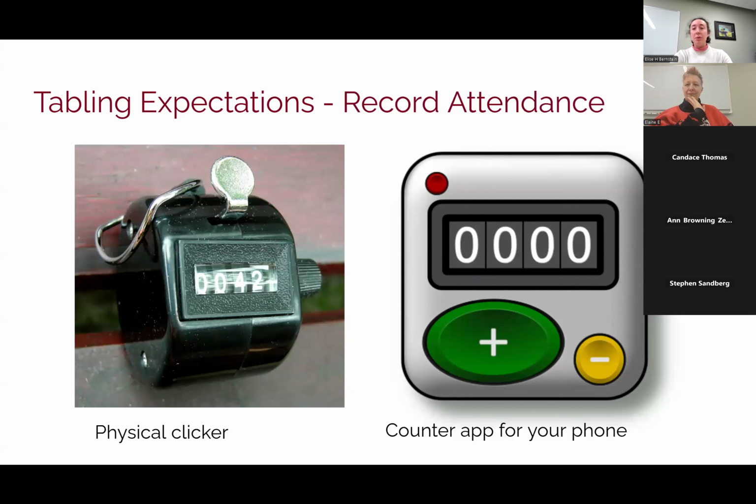Another important thing to keep in mind while you're tabling is we want you to record attendance, so keeping track of the number of people that you're talking to. This goes for presentations as well, where sometimes it's easier to have a sign-in sheet to keep track of people that way. But when you're tabling, just keep track of folks, either using some sort of physical clicker or an app on your phone. I use an app when I'm tabling. The one that I have lets you have lots of different events in it, and you can add a title, so you can keep track of how many people you're talking to throughout your event.